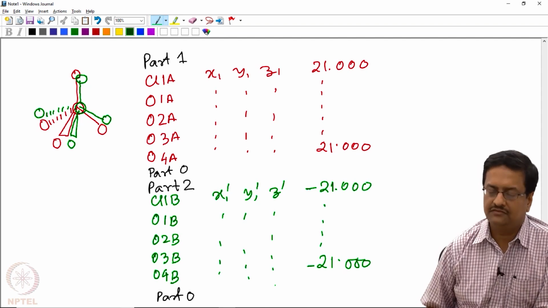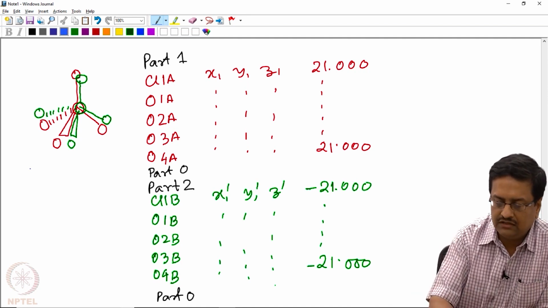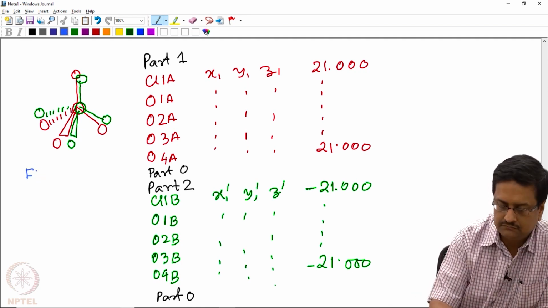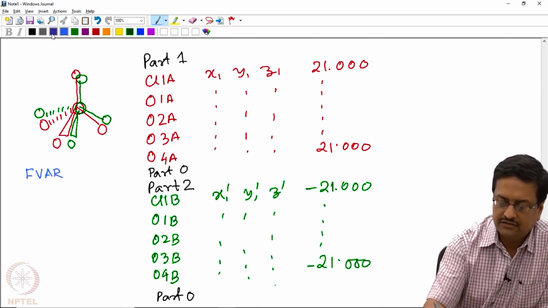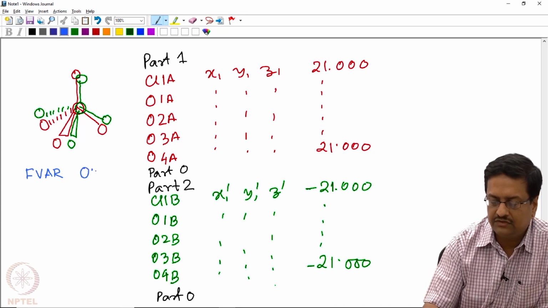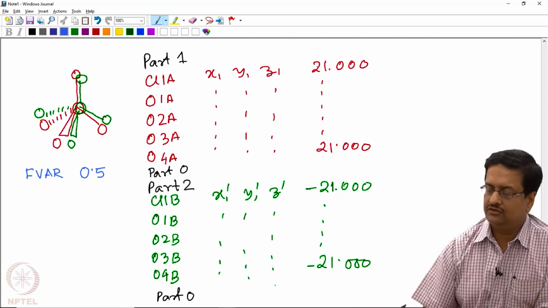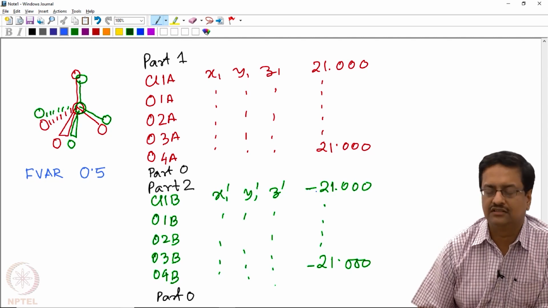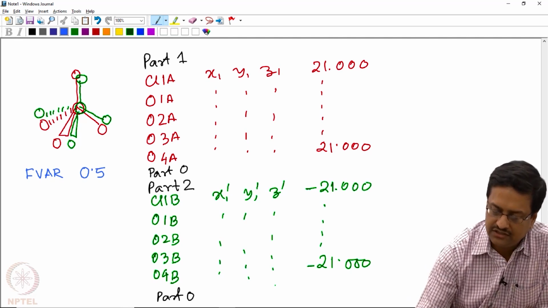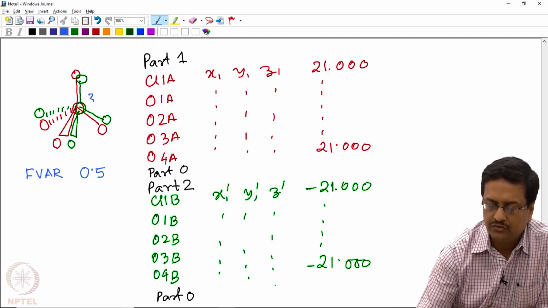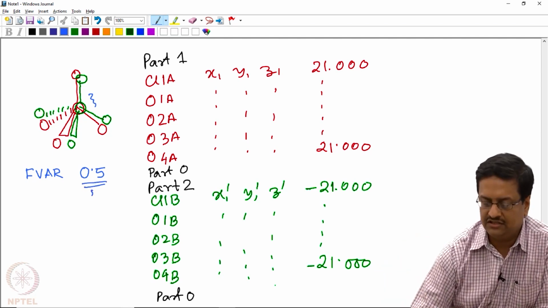And in this instruction file, at the top, we will have one line written fvar. So at that point, we identify to start with as 0.5. That means this 21 represents 50% occupancy, minus 21 represents 50% occupancy. When we try to refine the structure depending on the actual electron densities at those two sites, this quantity in fvar will keep on changing.